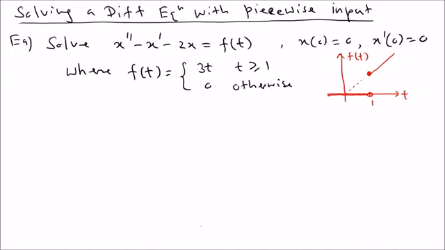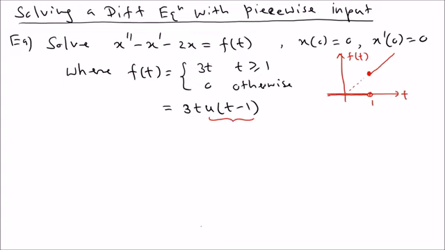Now if you get a problem like that, we first use the switches to write it. You want to switch on at 1, so this is simply 3t times u(t-1). That's what happened. This is switch on at 1.